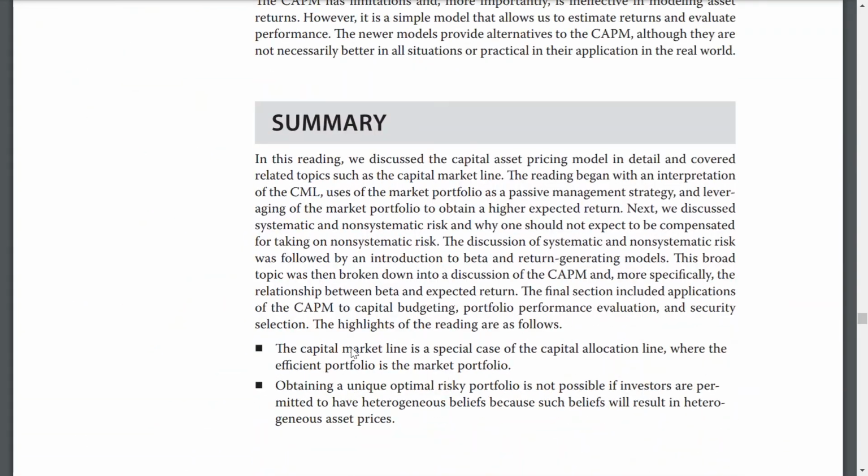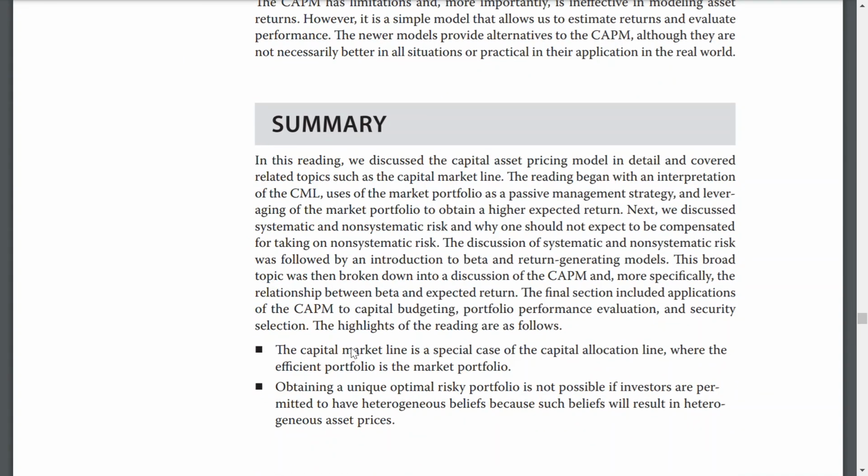Okay, here's the summary. In this reading, we discussed the capital asset pricing model in detail and covered related topics such as the capital market line. This reading began with an interpretation of the CML, uses of the market portfolio as a passive management strategy, and leveraging the market portfolio to obtain a higher expected return. Next, we discussed systematic and non-systematic risk and why one should not expect to be compensated for taking on non-systematic risk. The discussion of systematic and non-systematic risk was followed by an introduction of beta and return-generating models.